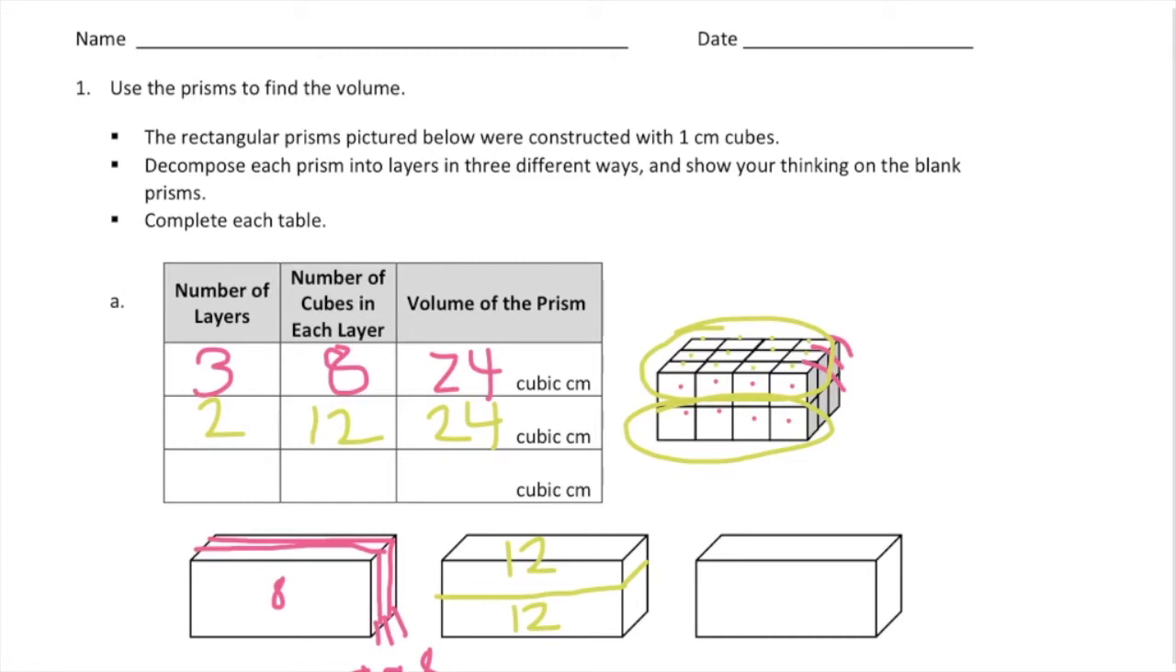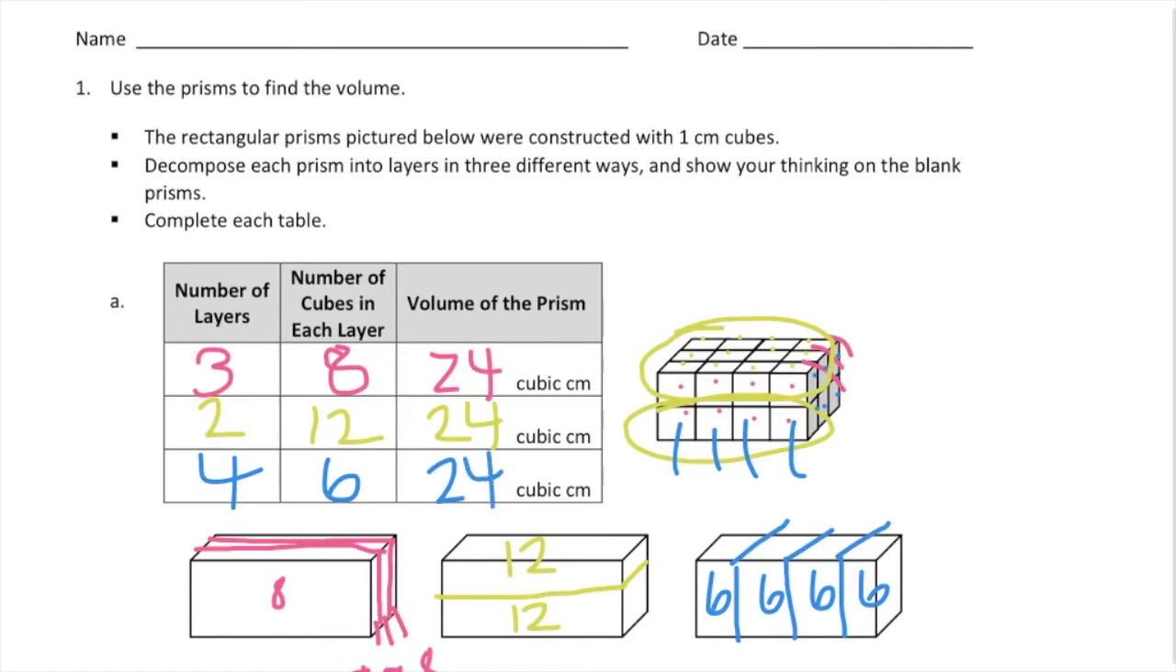All right, finally. Let's say my drawing is all messed up now, but I'm looking at this shaded side right here. I see 1, 2, 3, 4, 5, 6 cubes in that layer, and then I see 1, 2, 3, 4 of those. So on my model here, here's my 1, 2, 3, and 4 layers, and each one has 6, 6, 6, and 6. So I know altogether I have 24 cubic centimeters. Let's try one more, see if we can make sense of this.